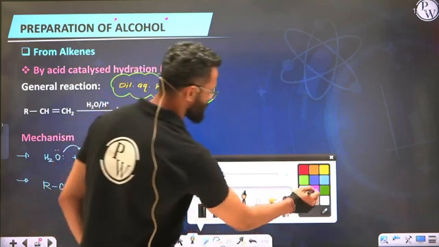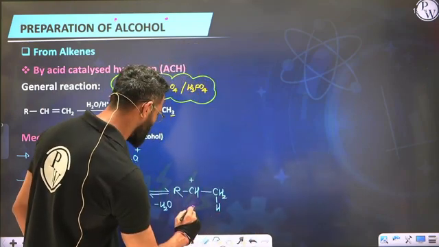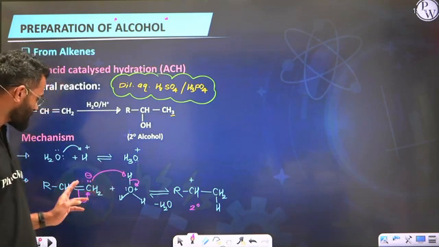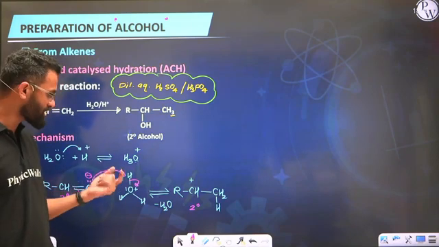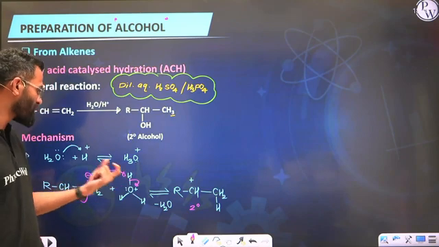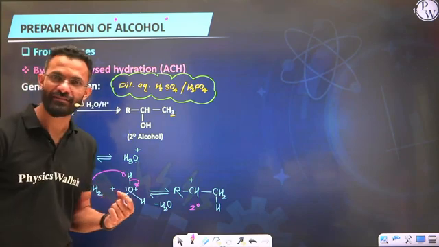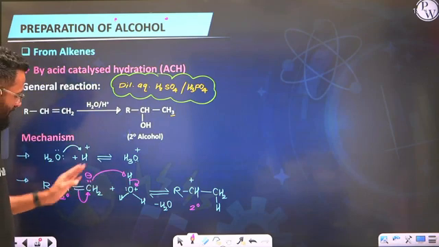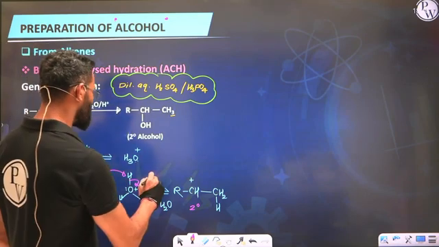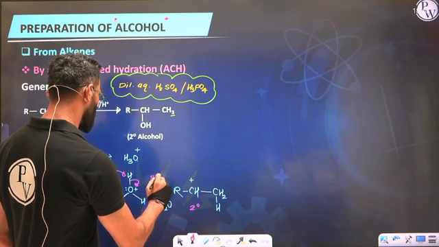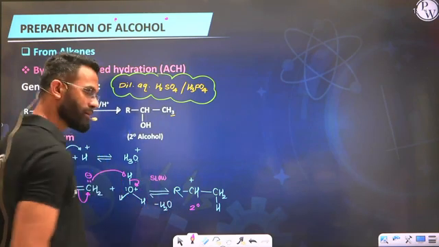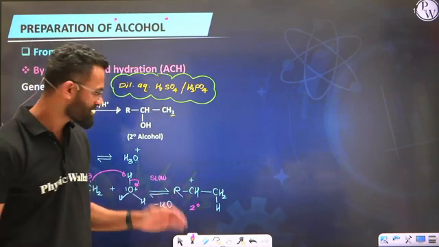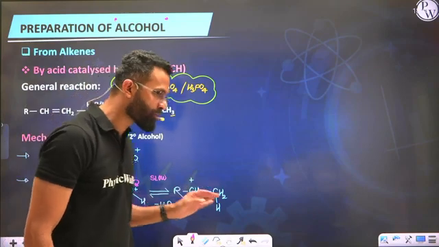So guys, the first important feature we realize here: because the pi bond of alkene attacks at H plus, or in other words H plus is attacking at the pi bond, it is electrophilic addition. So the reaction mechanism is electrophilic addition. This attack of H plus is found to be the slow step, resulting in the formation of carbocation. So one of the important features of ACH is that it involves formation of carbocation.